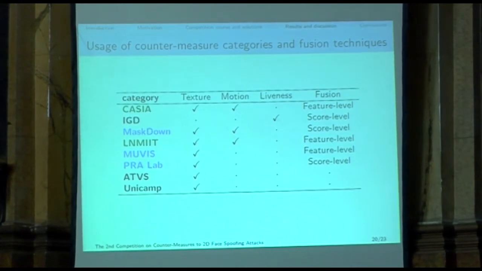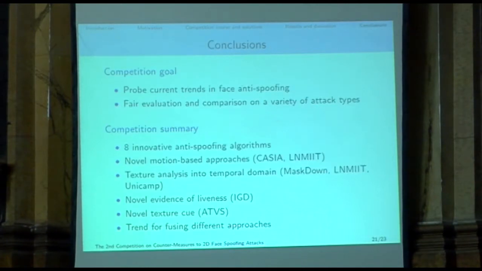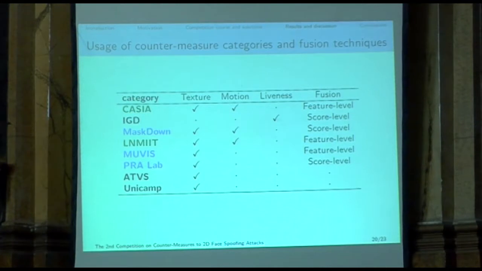With regards to the fusion techniques that they're using, the winning teams have this step in common as well. So they're using feature-level fusion for their texture and motion-based features. The Mask Down team, on the other hand, which performs slightly worse, they perform score-level fusion. Movies and Pralab also perform feature-level or score-level fusion respectively, but they're using just one type of features, so texture-based features. And the rest of the teams, they don't perform fusion, except IGD. So from here, maybe we can already see that fusion in general, feature level and score level, helps.